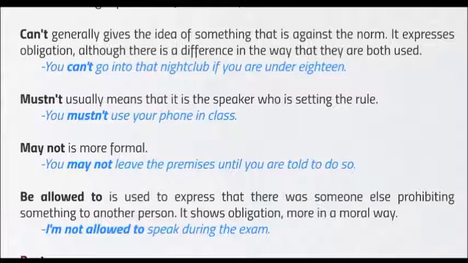May not is more formal. You may not leave the premises until you are told to do so. And finally, be allowed to, which is used to express that someone else is prohibiting something to another person. It shows obligation more in a moral way. I'm not allowed to speak during the exam.